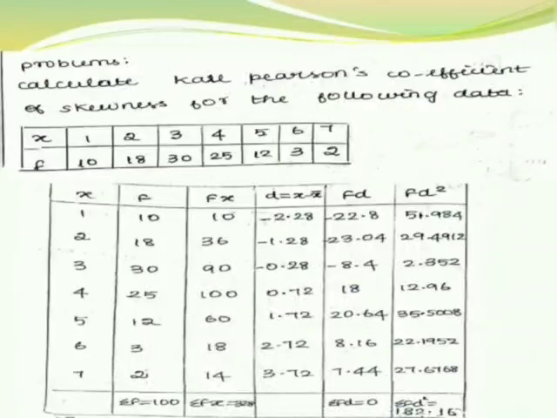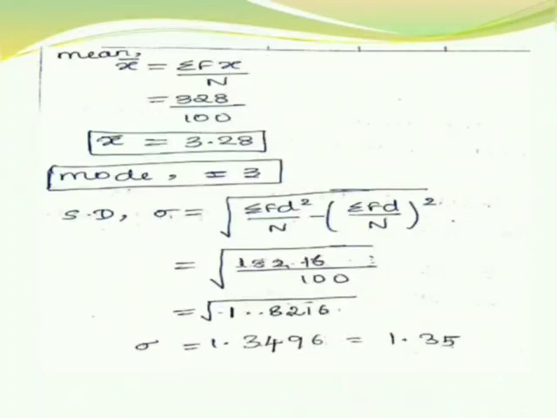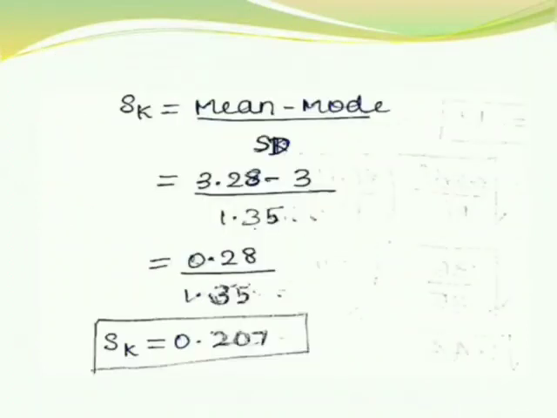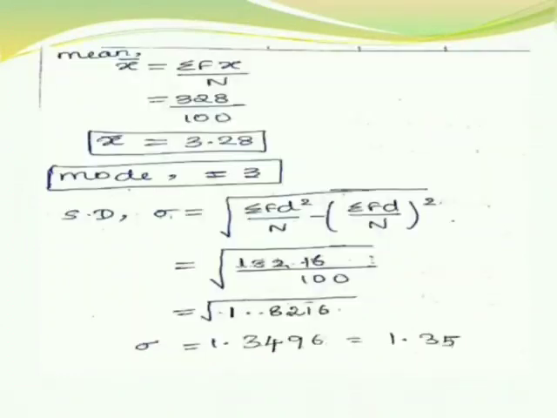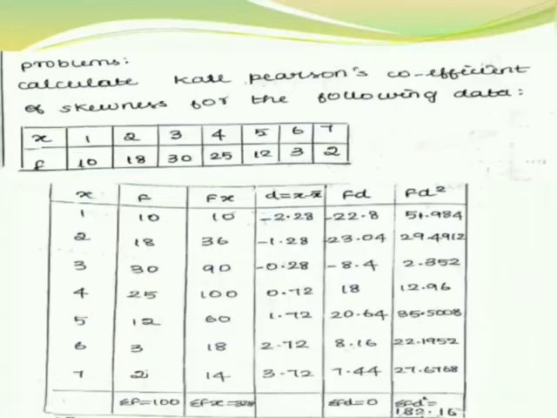Let us see one example. Calculate Karl Pearson's coefficient of skewness for the following data. Here discrete data are given below. So we have to find mean, mode and standard deviation, because Karl Pearson's formula is mean minus mode divided by standard deviation. The mean for discrete data is x bar equal to summation fx divided by n, and the standard deviation formula is sigma equal to root of summation fd square by n minus summation fd by n the whole square. Let us construct a table.